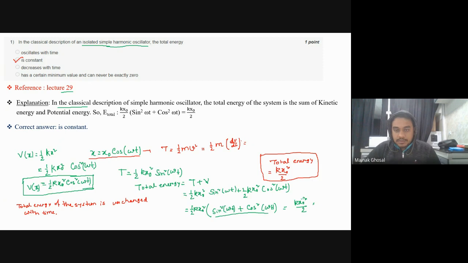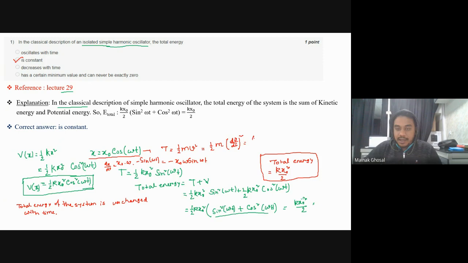So, sorry, (dx/dt) square. Now you know what your x is: this will be x0 sine omega t. So if x is this, your dx/dt will be x0 into omega into minus sine omega t. That means minus x0 omega sine omega t. This is your dx/dt. Now I have to put that here. Whenever I'm getting a square, this minus will cancel.